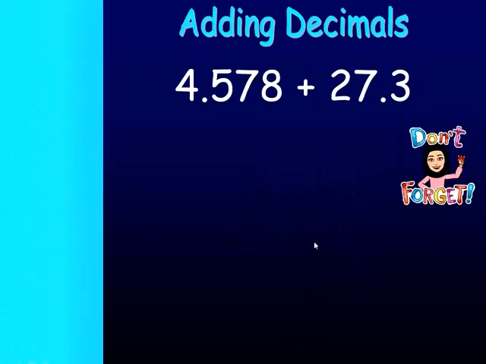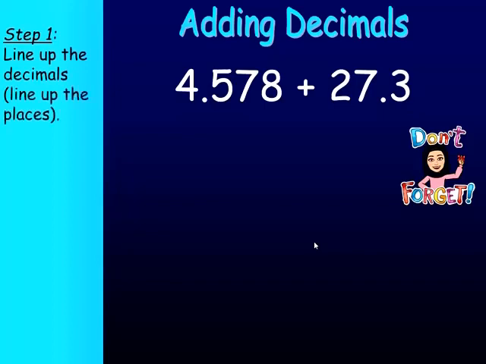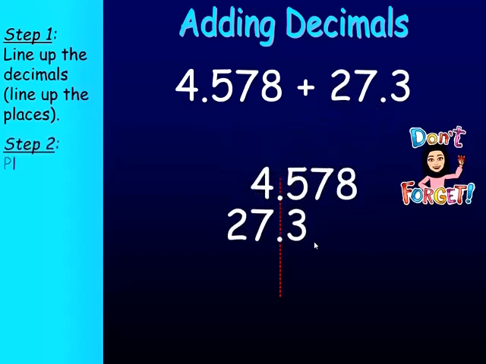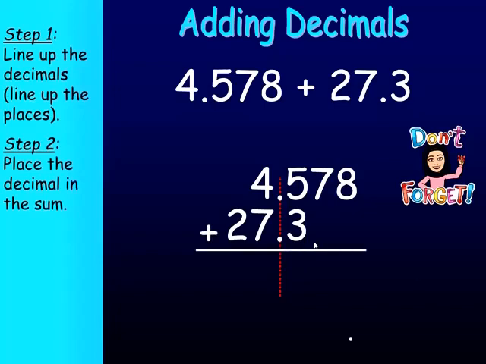Okay, another example, and this is the last example. 4 and 578 thousandths plus 27 and 3 tenths. The first step, line up the decimals under each other. Second step is to place the decimal point in the sum before you start adding. The third step is to add zeros if necessary.